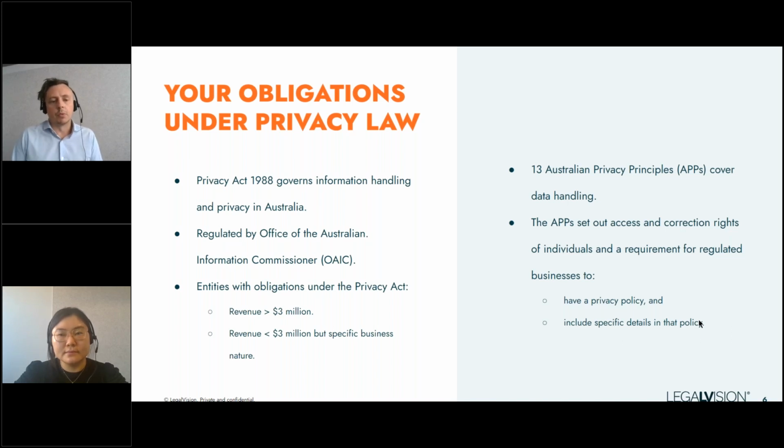So what are your obligations under the Privacy Act? Well, there are 13 Australian Privacy Principles that set out how your business may collect, use, disclose, and store personal information and sensitive information. And those are available online, so you should familiarise yourself with those principles. The Australian Privacy Principles also set out access and correction rights of individuals and a requirement for regulated businesses to have a privacy policy and to include specific details in that policy.